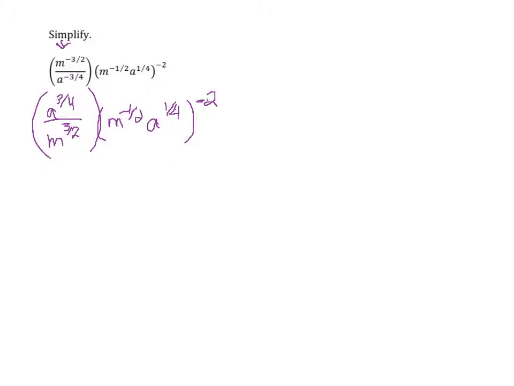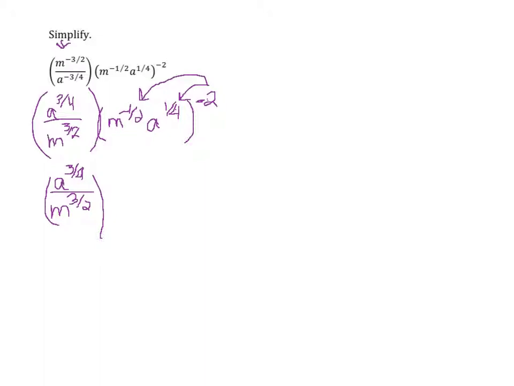And so now, well, this negative 2nd power, I'm going to look at this as an exponent rule. Is this the only way to look at this problem? No, but that's how I'm going to continue working with this problem. So I still have a to the 3/4 divided by m to the 3/2. And then I'm multiplying this.